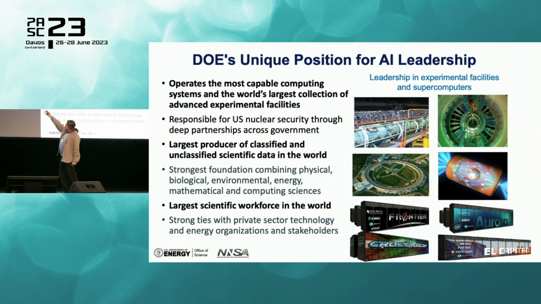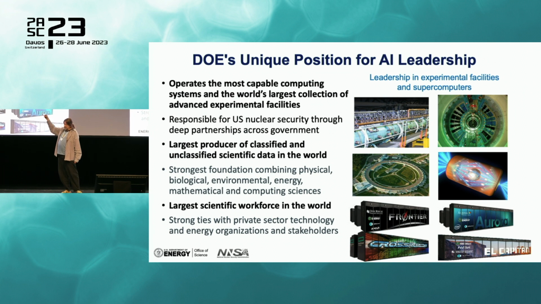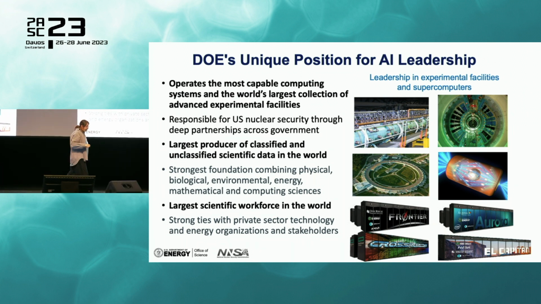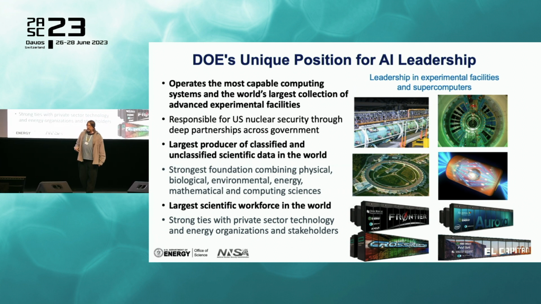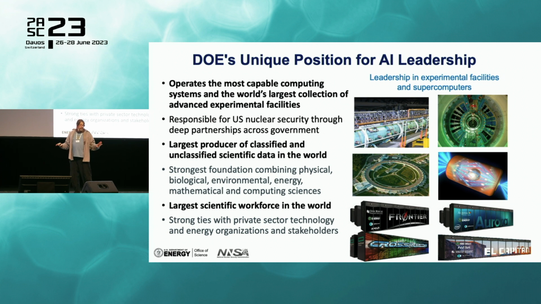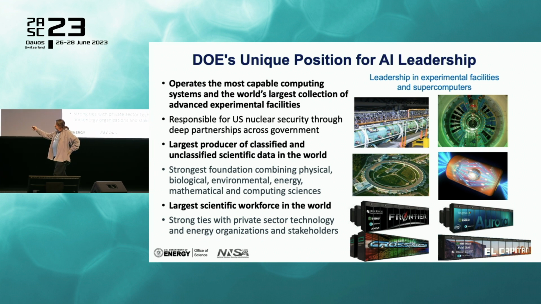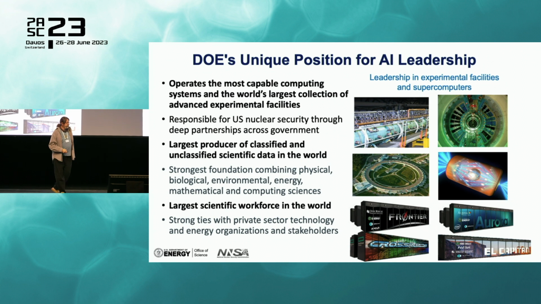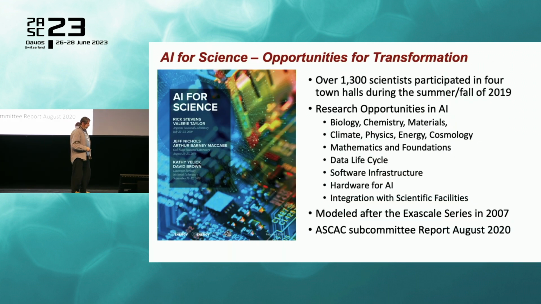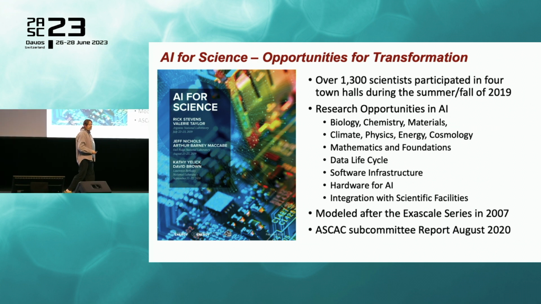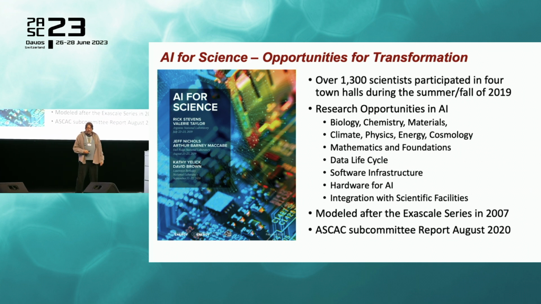So we've got these incredible experimental facilities and supercomputers in our Department of Energy labs, right? We've got a huge amount of infrastructure for managing data, both classified data and unclassified data. DOE is the largest producer of both of these data streams. We have a huge foundation in science across physical sciences. DOE is the biggest sponsor of physical science in the US. We have the largest scientific workforce under one organization in the world. So we have the machines, the data, and the people, 3 magic ingredients for making progress in AI. We also have strong connections with vendors and industrial stakeholders. So it's like, gee, we have all the ingredients. Maybe we should take a look at what the opportunities are if we make a big move in AI, just like we did in 2007 on Exascale.